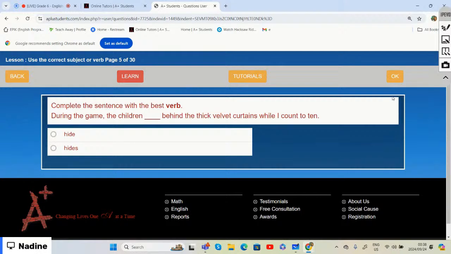So option one, the children hide, or do we say the children hides? Which one is correct? Hide or hides?